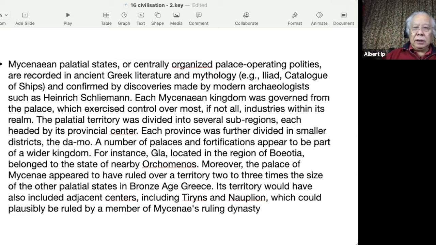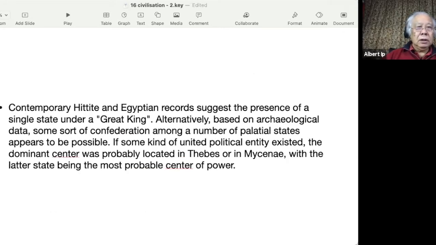Moreover, the palace of this region appears to have ruled over a territory 2 to 3 times the size of the other palatial states. So obviously there are some bigger ones, some smaller ones. The contemporary record suggests the presence of a single state under a Greek king.